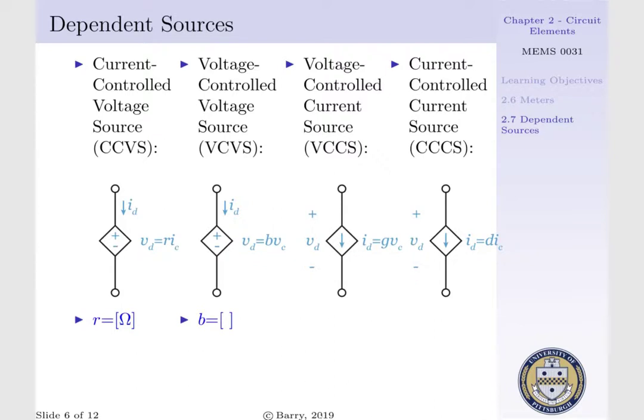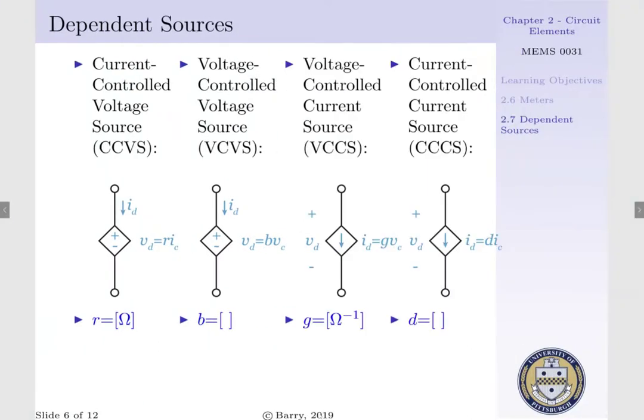B times VC. If we look at our voltage-controlled current source, our gain has to have units of 1 per ohm. That is, ID would be equal to a scalar value of G with units of 1 per ohm times our voltage, VC. Lastly, our current-controlled current source will have a gain with units dimensionless. That is, ID would be equal to D, a scalar value, times a dimensionless quantity, times IC.